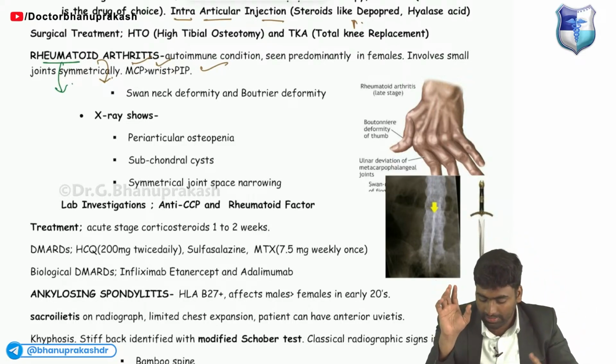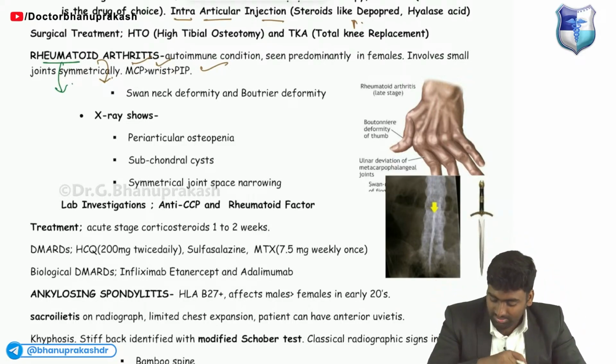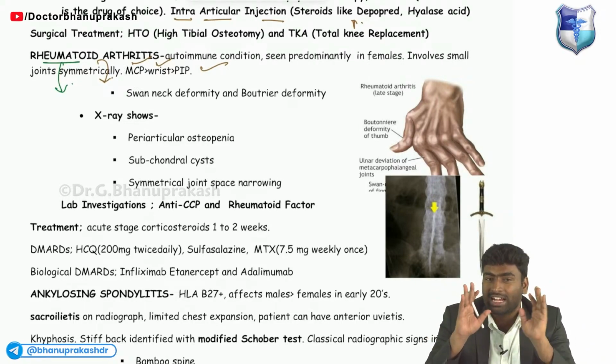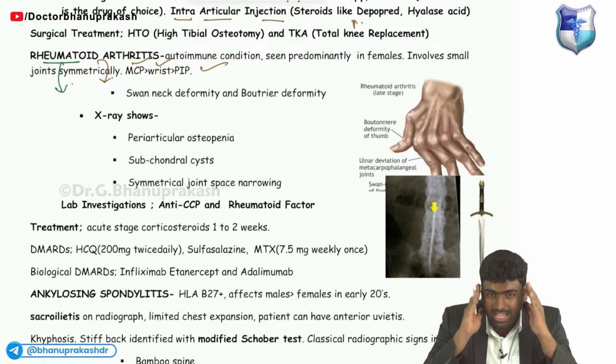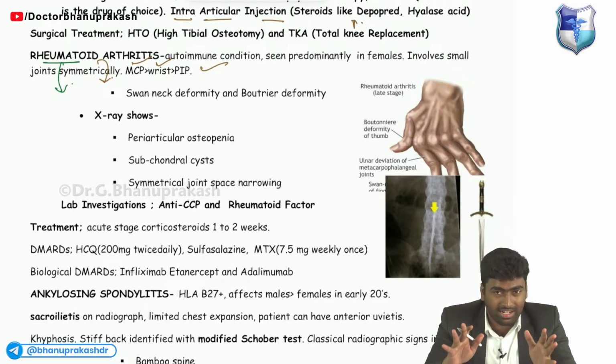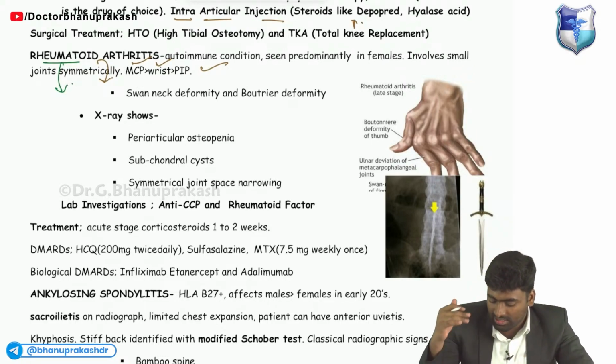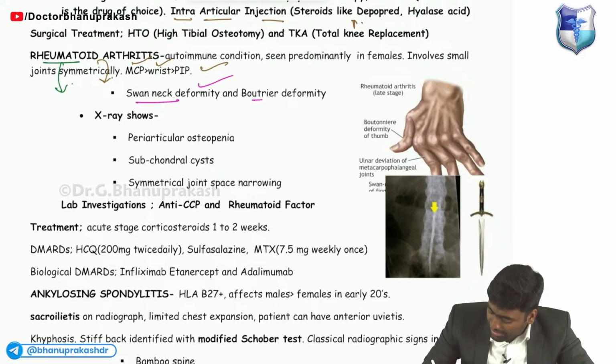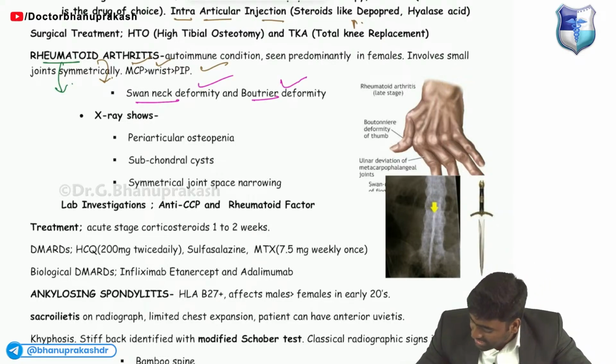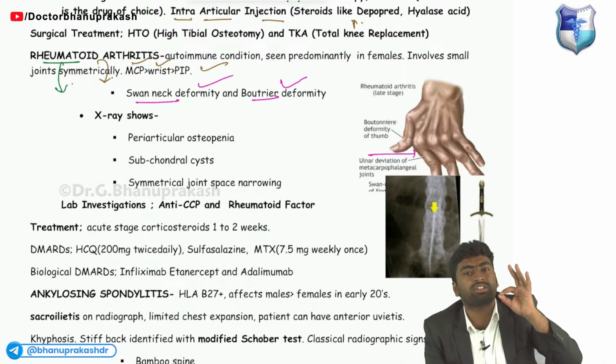Itna yaad rakho. Okay? So just remember one thing and make the questions correct. At the end of the day, questions sahi karna. Just remember, this is swan-neck deformity and boutonniere deformity, and sometimes it will show this ulnar deviation, which is known as Z deformity.